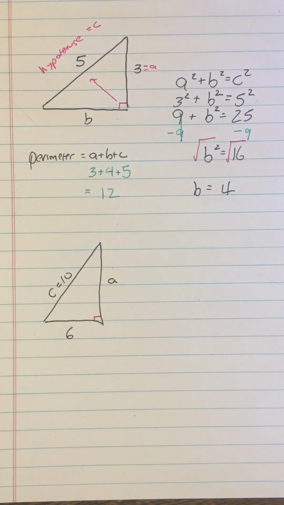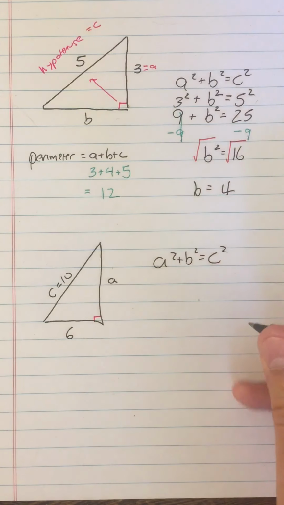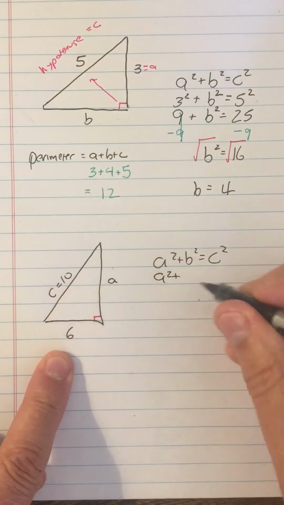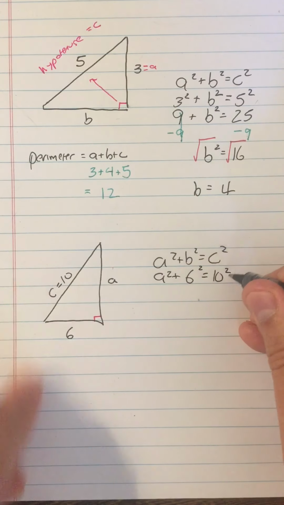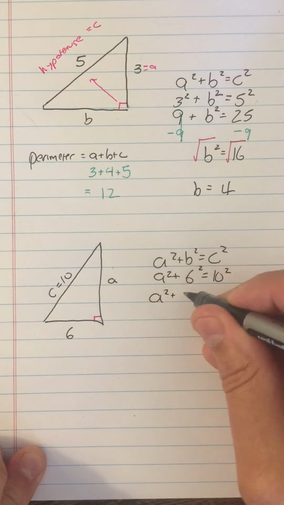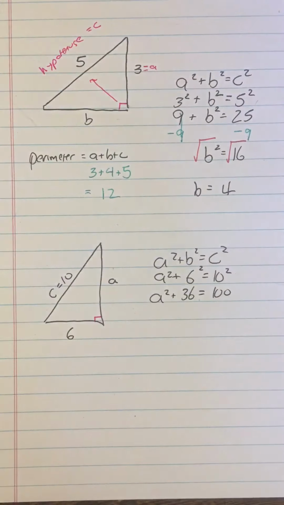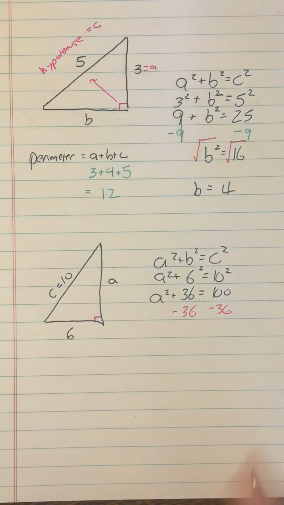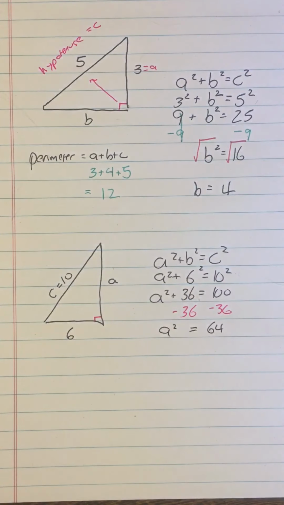So we're going to do A squared plus B squared equals C squared. Our A, we don't know what it is, so we just leave it A squared. B is 6, so 6 squared. C is 10, so 10 squared. 6 times 6 is 36. 10 times 10 is 100. Subtract from both sides. I get A squared equals 64.